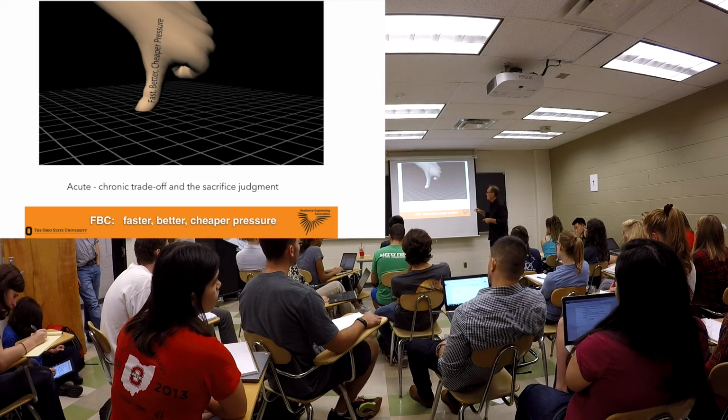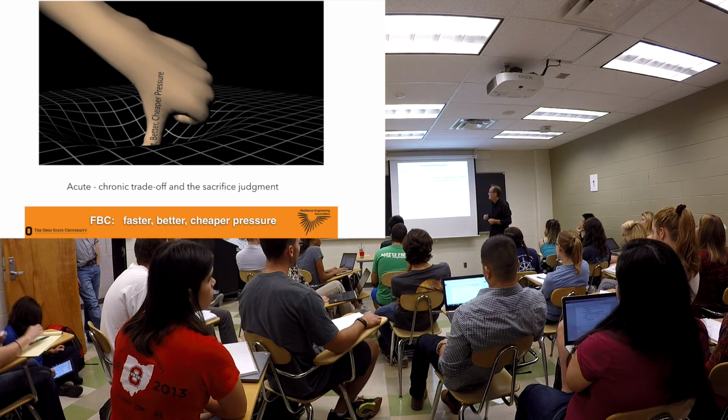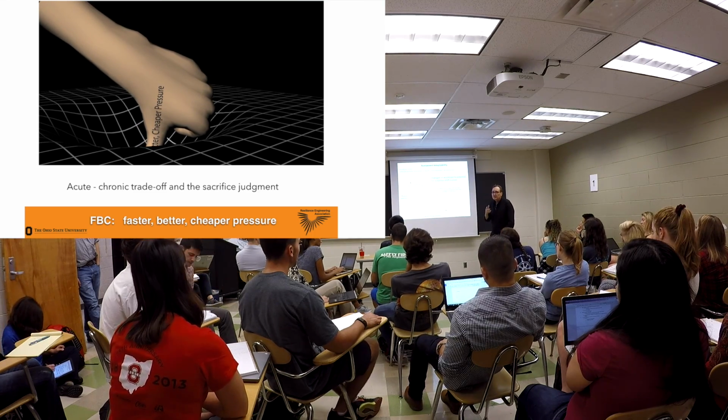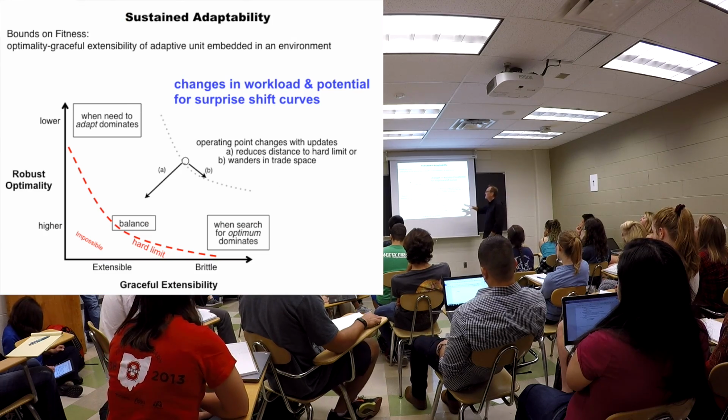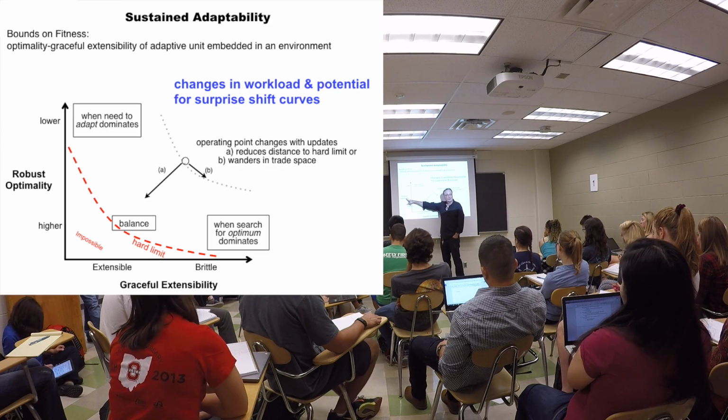Next one. Faster, better, cheaper pressure. Remember, hit it again. It's about pressures. Trade-offs. Now, we're not going to do trade-offs today, but I want to emphasize to you, we're going to come through and talk about different kinds of trade-offs.